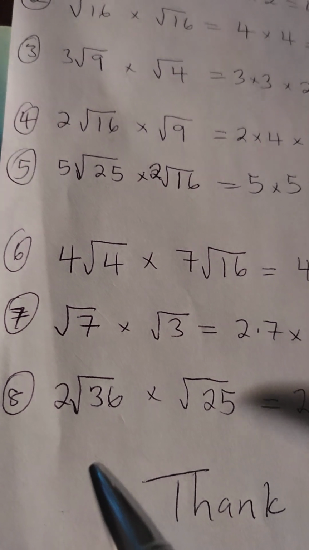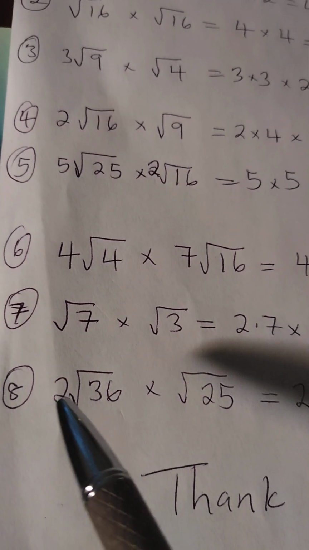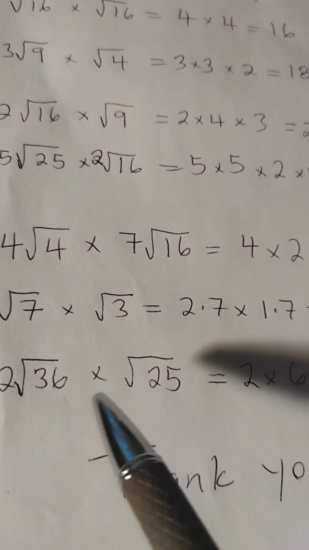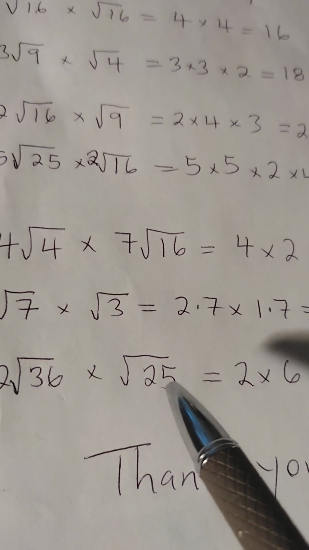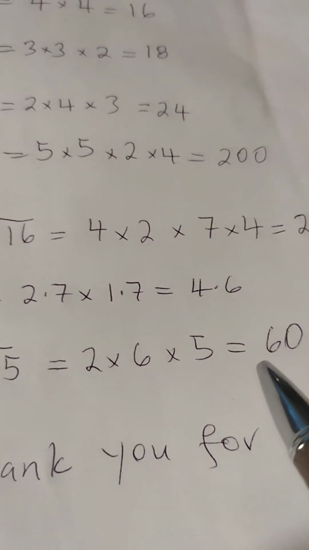Now here, the square root of 36 is 6, times this 2 right here, which is 12. Times, you see the multiplication right here, the square root of 25, which is 5. So 2 times 6 times 5 is going to give you 60.